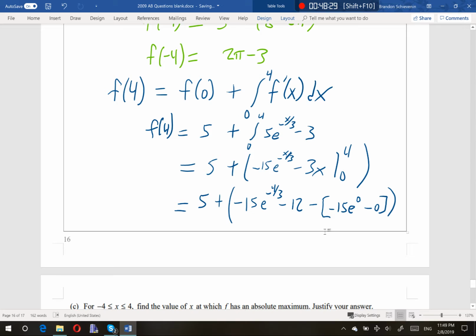So if I simplify this, I'll get 5 plus negative 12 plus 15. So that'll be 8 minus 15 e to the negative 4/3, which should be equal to f of 4. Any questions on what we did?